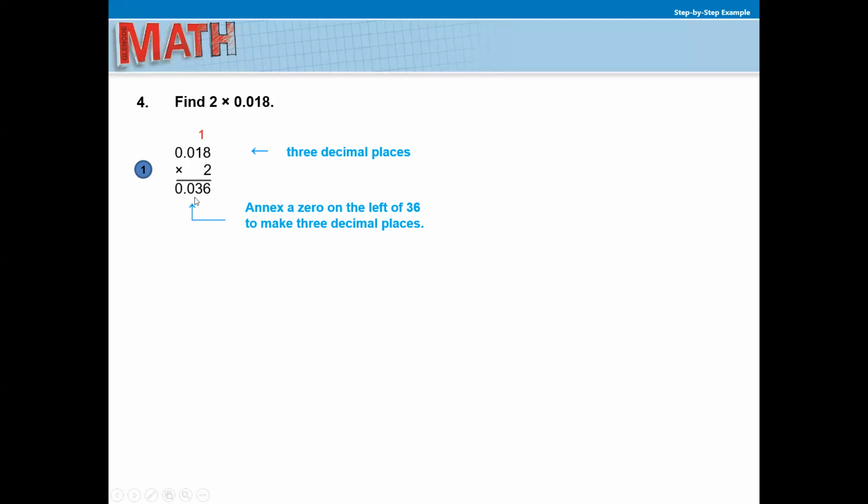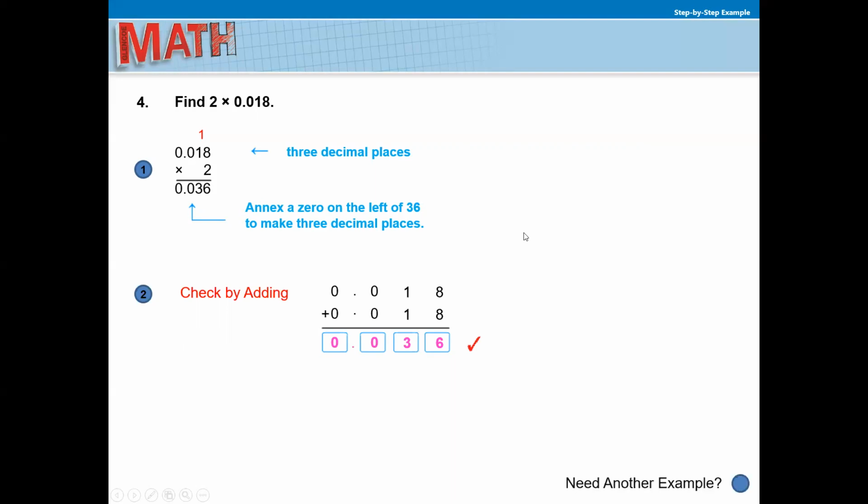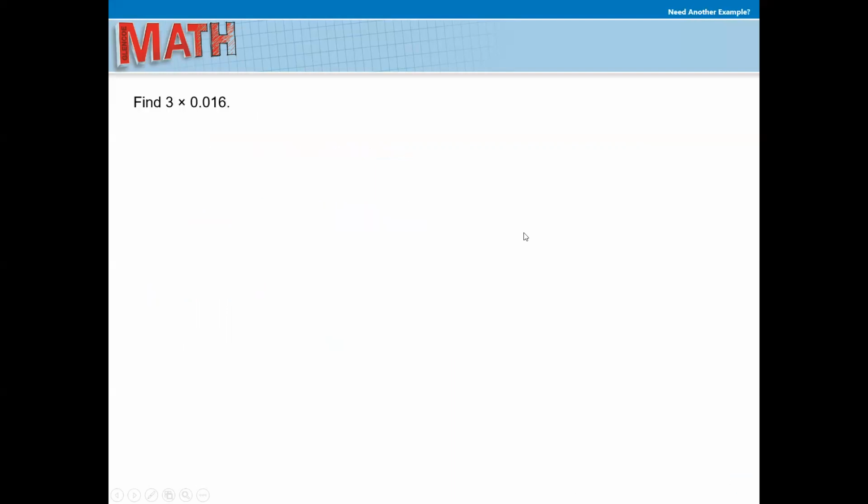This placeholder keeps the numbers in the proper place. Without this 0, you will get the answer wrong. Check by adding. I can add 18 thousandths plus 18 thousandths, and I get 0 and 36 thousandths. Check. Here's another example. Find 3 times 16 thousandths. Pause your video, show me all the work, press play when you're ready to go on.